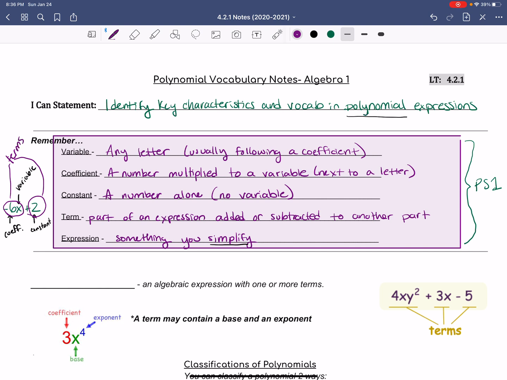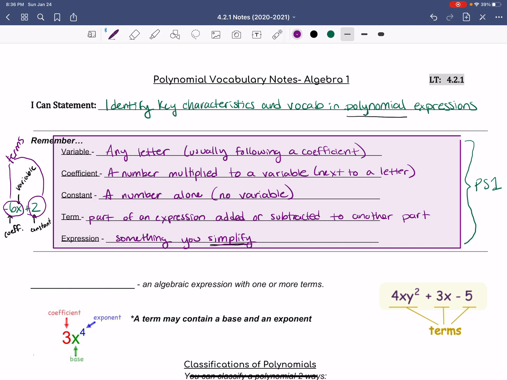All right, and then our very last review vocab is expression. There were two main things in Algebra 1, equations and expressions. Equations we worked on a lot first semester. Expressions we're working on a lot second semester. In an expression, you simplify, and in an equation, you solve. So today we are just really going to be simplifying.